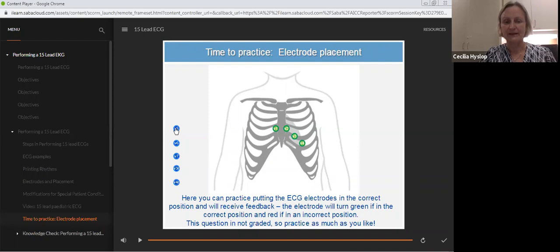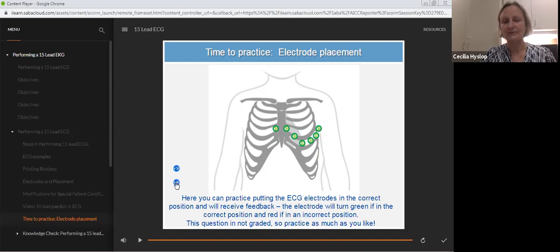Then I'm going to forget about V5, and I'm going to take V6, and I'm going to place it in the same fifth intercostal space, but mid-clavicular line. Sorry, sort of anterior or mid-axillary line, I should say. Sorry about that. And then I can place V5, which is halfway between V4 and V6. And then I can take V7, which is around the posterior axillary line, like that. And then I'm going to place V3R and V4R.